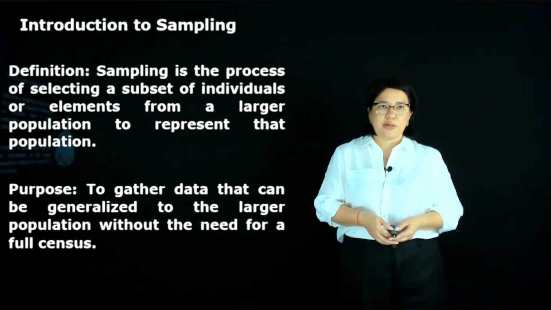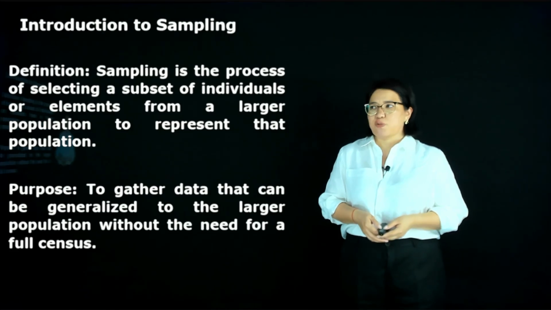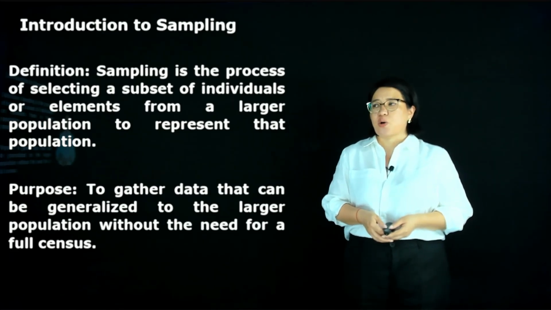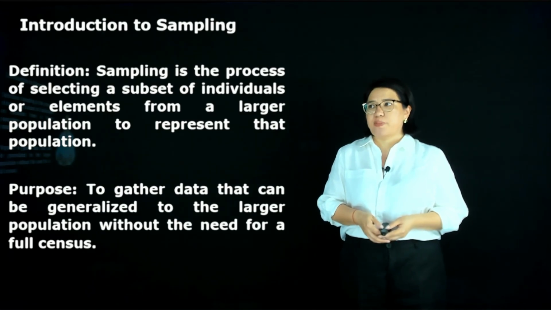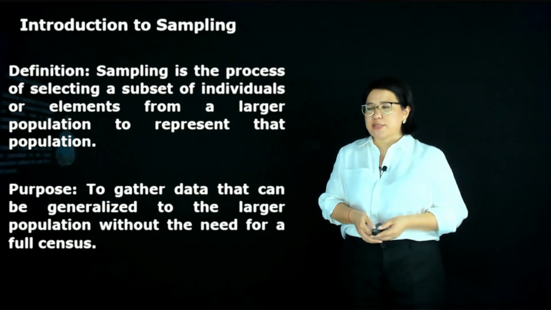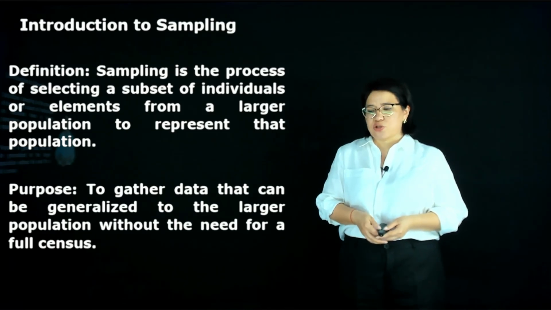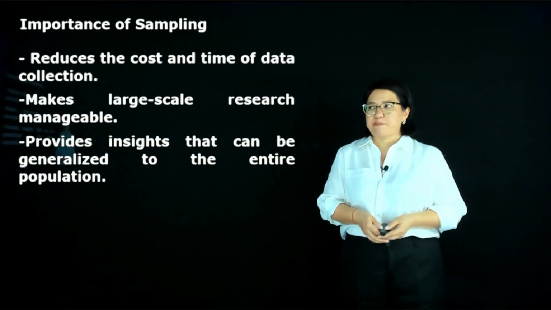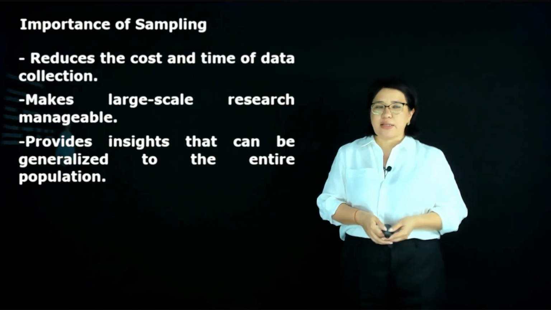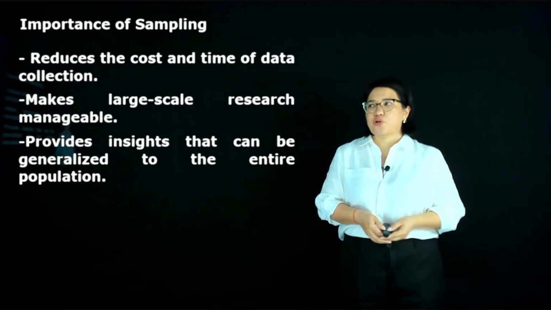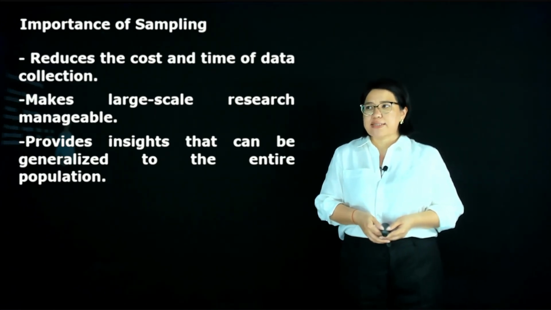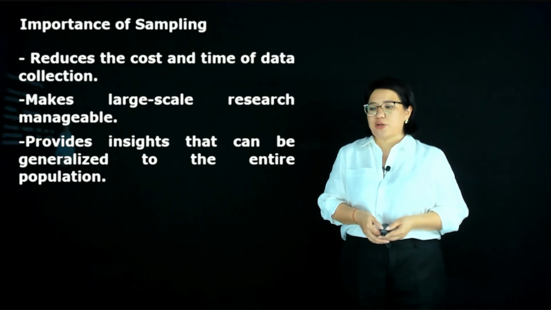What does it mean? We will consider the definition. Sampling is the process of selecting a subset of individuals or elements from a larger population to represent this population. The purpose is to gather data that can be generalized to the larger population without the need for a full census. The importance of sampling is that it reduces the cost and time of data collection, makes large-scale research manageable, and provides insights that can be generalized to the entire population.